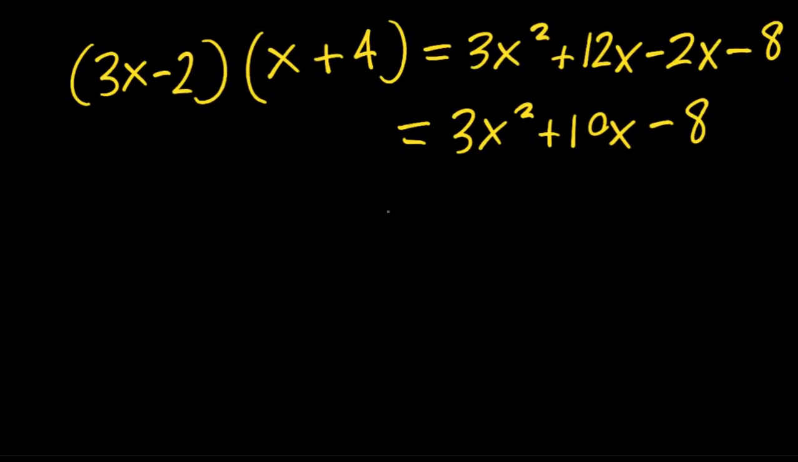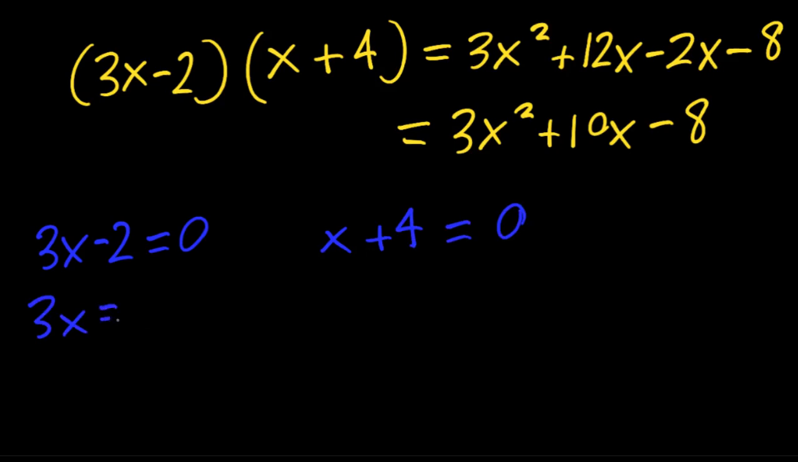Okay, so either 3x minus 2 is equal to 0, or x plus 4 is equal to 0. So here we'll do 3x is equal to 2, so that means that x is equal to 2 over 3. We'll just leave that as a fraction. And here, x plus 4 is equal to 0, so that means that x is equal to minus 4. So here are your two solutions, and hopefully you'll be solving quadratics much faster and much more reliably now.